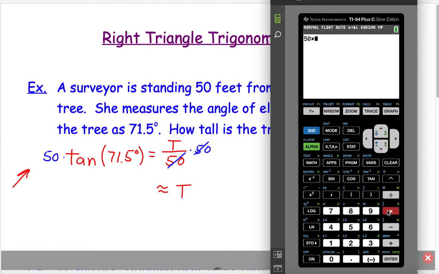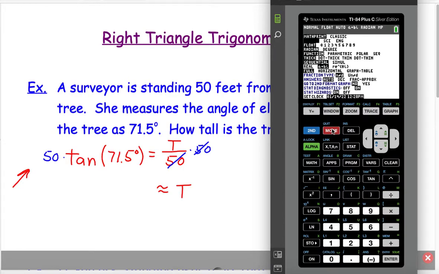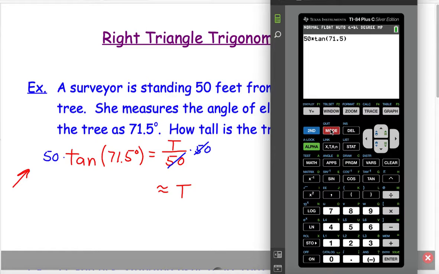So 50 times, find the tangent button, 71.5. Now it's supposed to be in degrees. I better make sure my calculator is in degree mode, not radian mode. So I'm going to press the mode button, and if I scroll down here, I notice radian is highlighted. So I'm going to hit the right arrow to highlight degree, press enter. Now degree is active, so now I can press second, quit. Now I know I'm in degrees, so 50 times the tangent of 71.5 degrees, press enter.